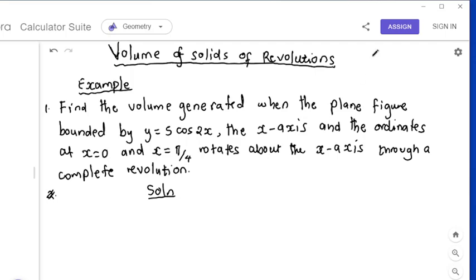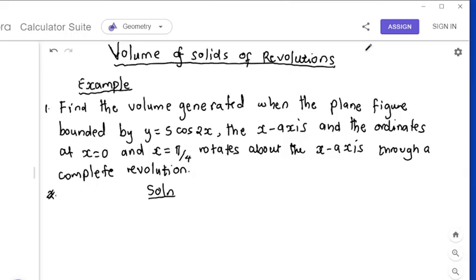Hello and welcome. So in this section we are still dealing with the applications of integration, and onto our next application we have volume of solids of revolutions.